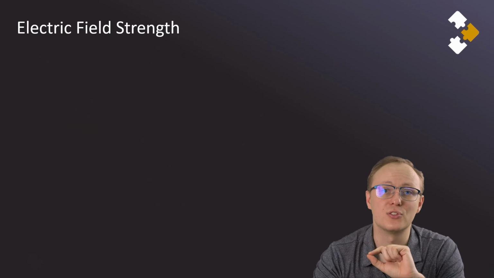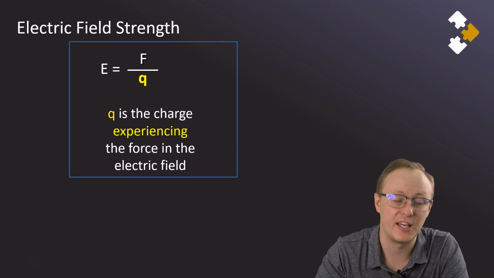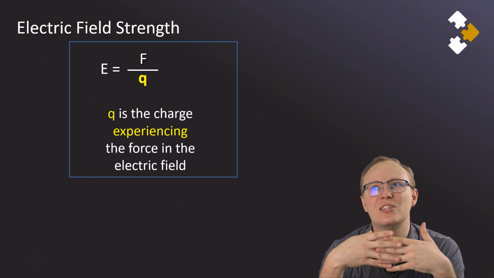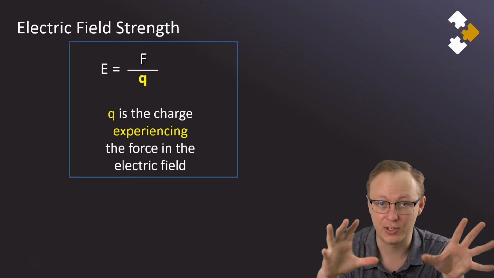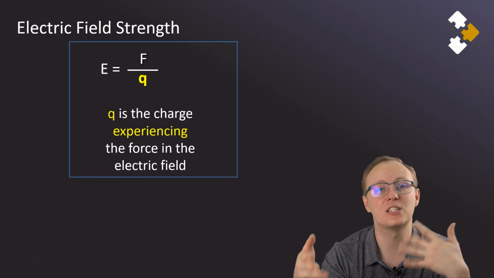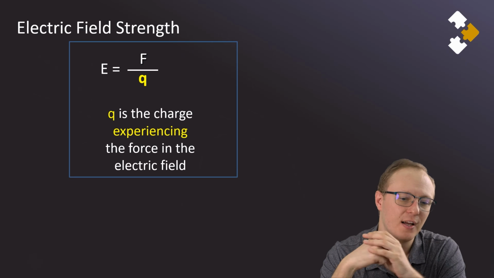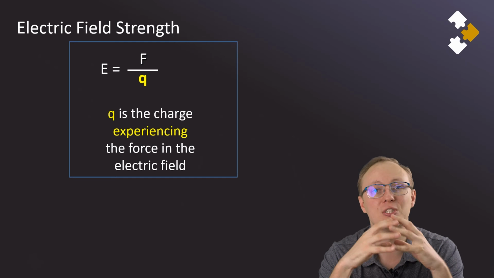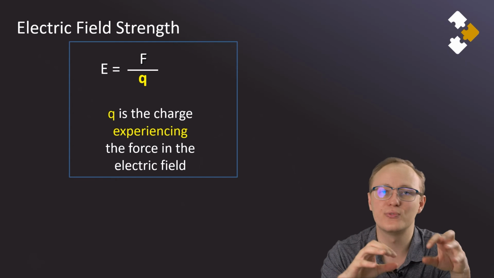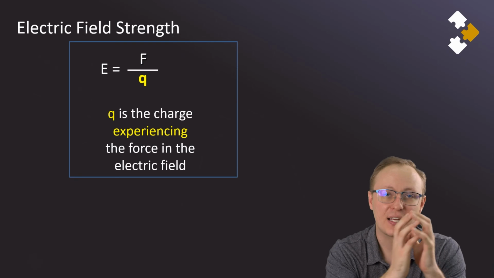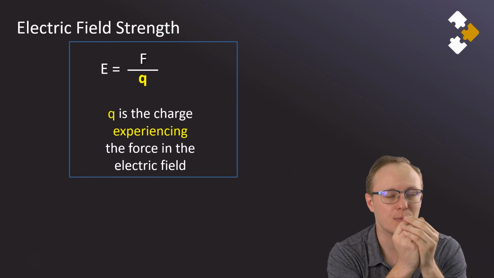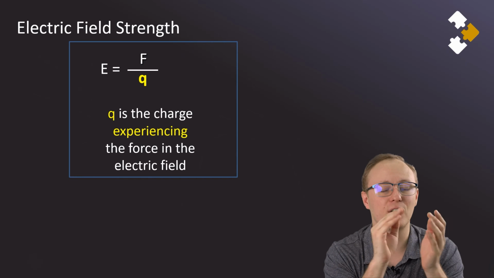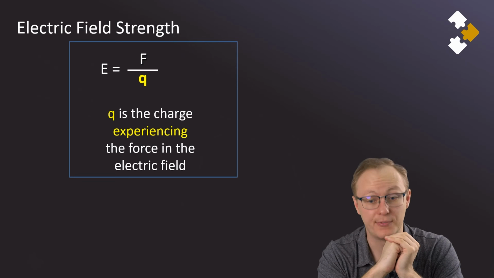Then for electric field strength, we've got two formulae that we need to be able to deal with. So the first one is this E equals F over Q, and that is the formula that we basically get from the definition of field strength, the force experienced per coulomb of charge, right? So in this formula, Q is the charge that is experiencing the force in the electric field. So I call this the at a point formula, because F is the force experienced by the charge at a point in the field, and Q is the magnitude of the charge at that point in the field.